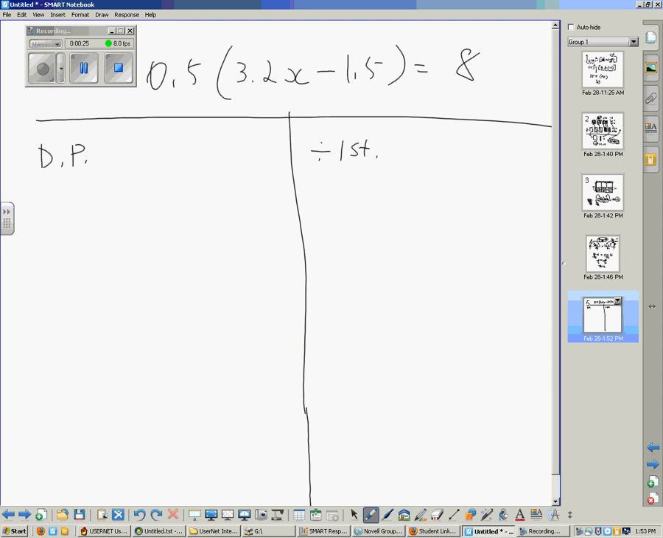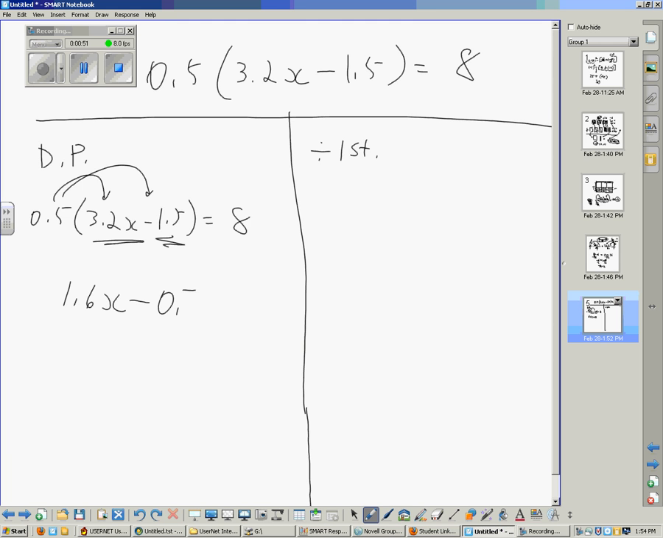If we use distributive property, essentially what we're going to do, and I'll just write it out here, is multiply both terms inside the brackets by 0.5, okay? We multiply those to expand the brackets, and 0.5 times 3.2 gives you 1.6x minus 0.75 equals 8. So if you use distributive property, we multiply both of those terms by that, and that's what we should get. I probably made a mistake, but whatever.